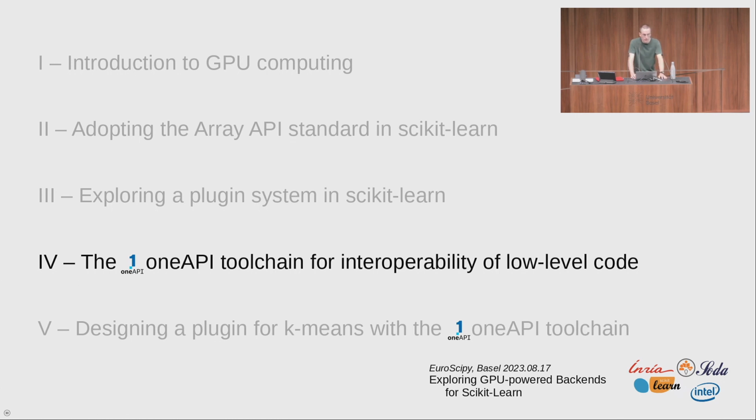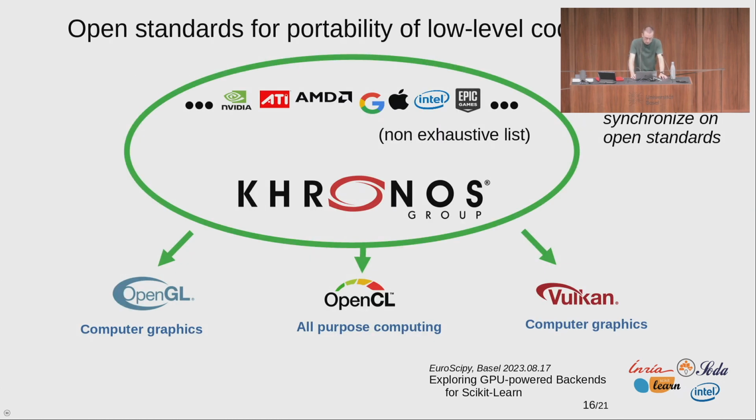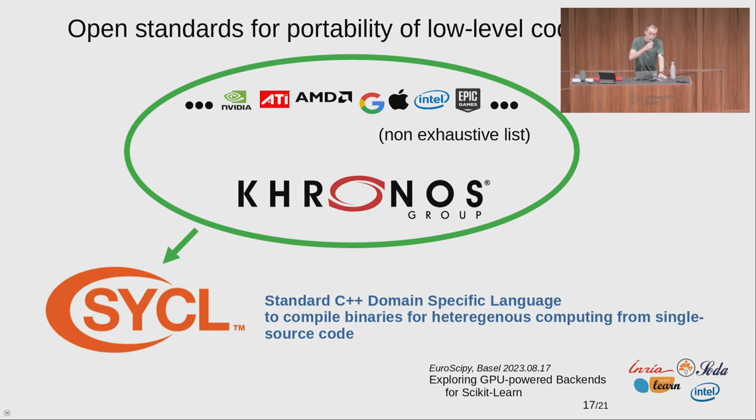Such a low-level toolchain that allows that is not unheard of. There are actually already open standards that exist for portability of low-level code. Maybe you've heard of OpenGL, OpenCL, Vulkan. Those are open standards that are released and maintained by the Khronos Group, which is basically a consortium where tech organizations can synchronize on an open standard. I want to mention that it's very successful at, in particular, bringing portability in video games. So if it's possible with Vulkan for video games, maybe it could also be possible for scientific computing.